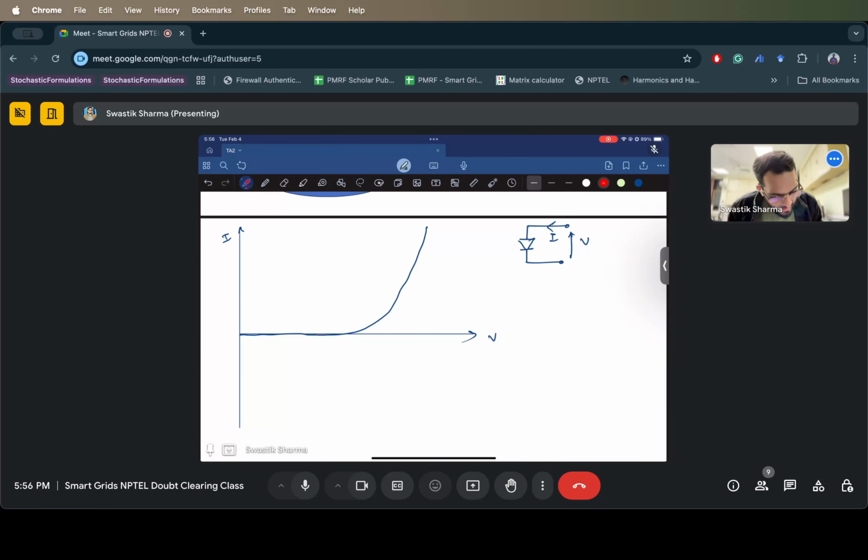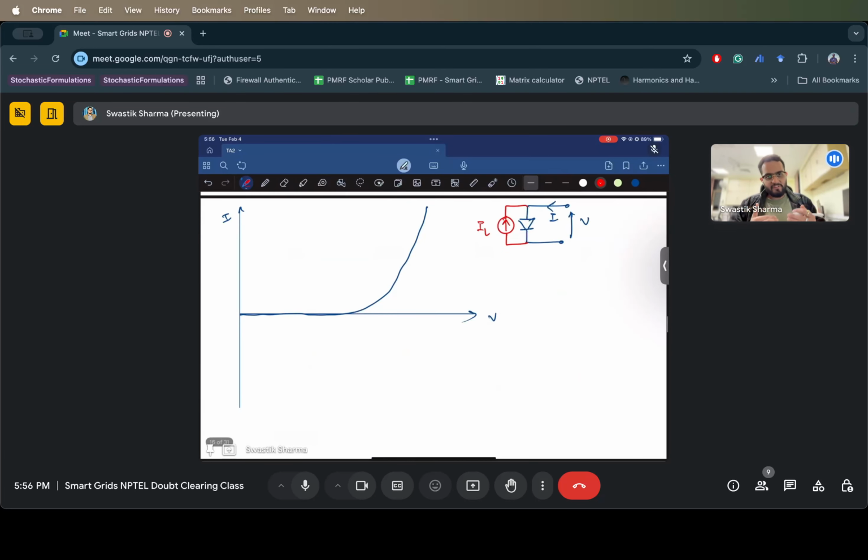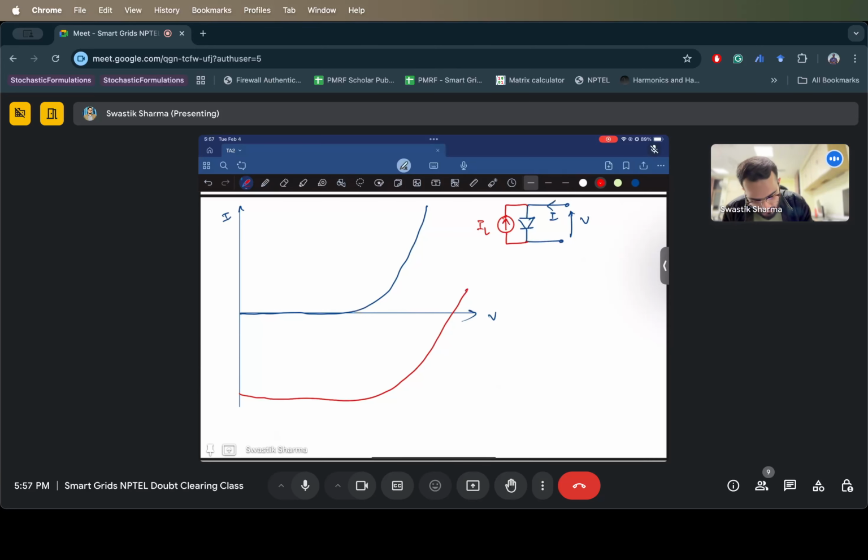Now I'll connect a current source across it, IL. This current source is nothing but the amount of lighting current I'm getting from the solar energy. So what it does, as you can see from this equation, is shift the graph below, like this. This shift is called IL. It shifts by IL amounts.